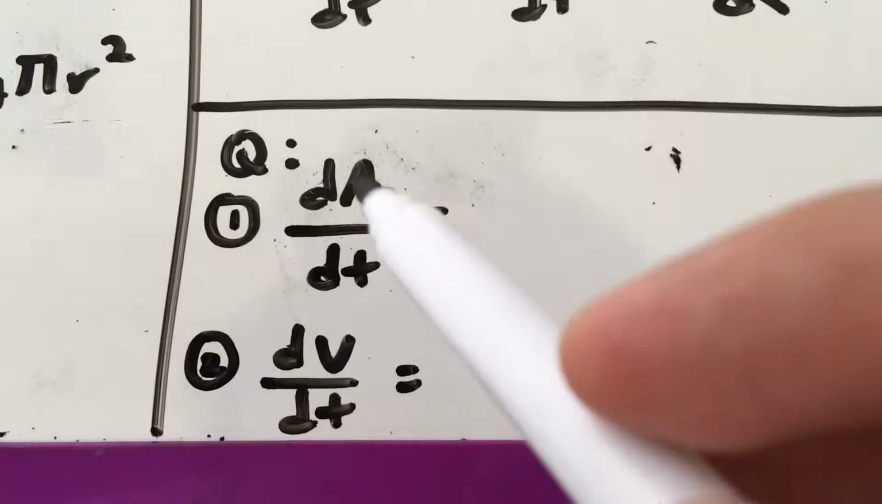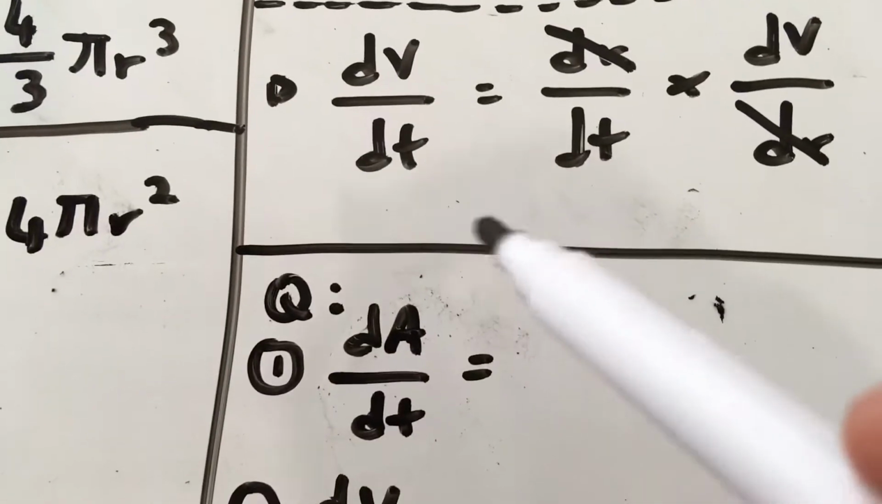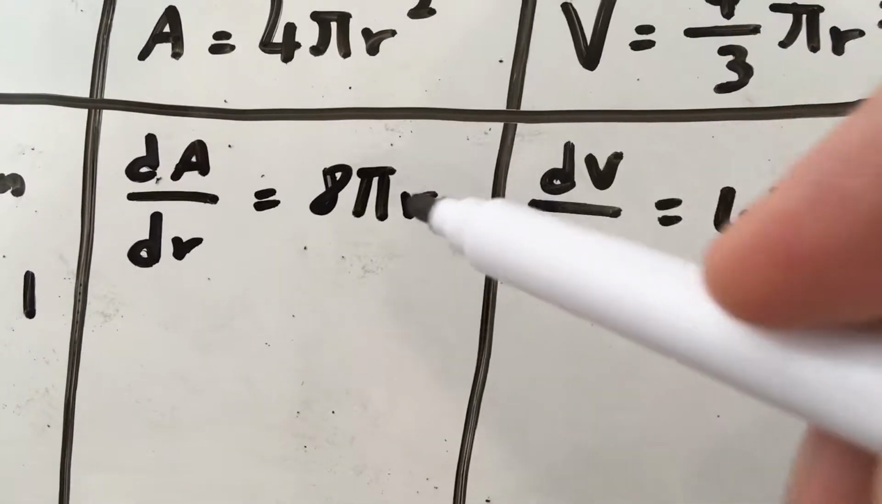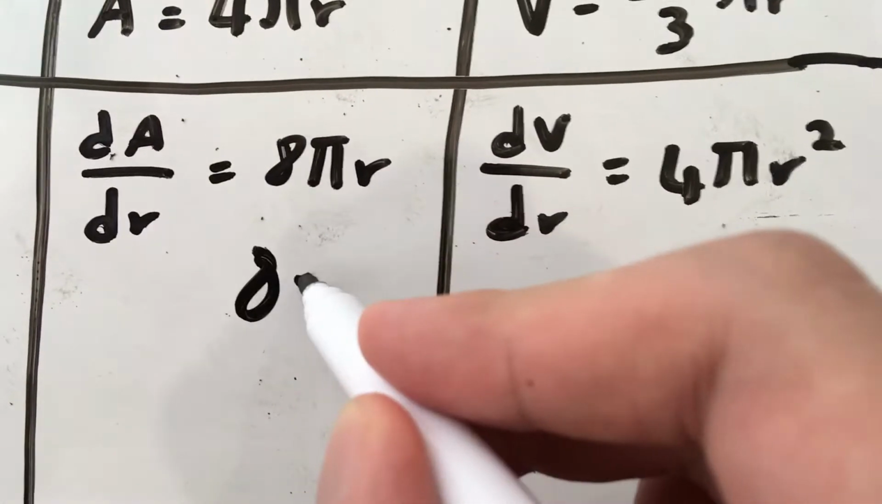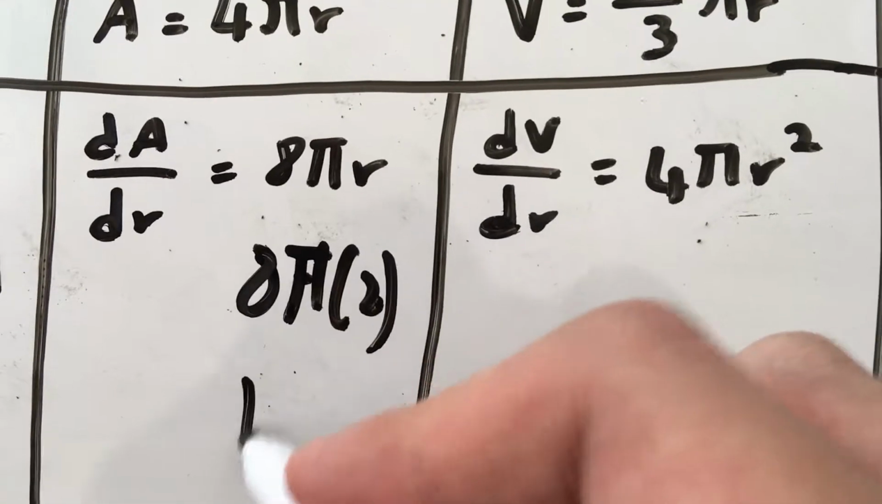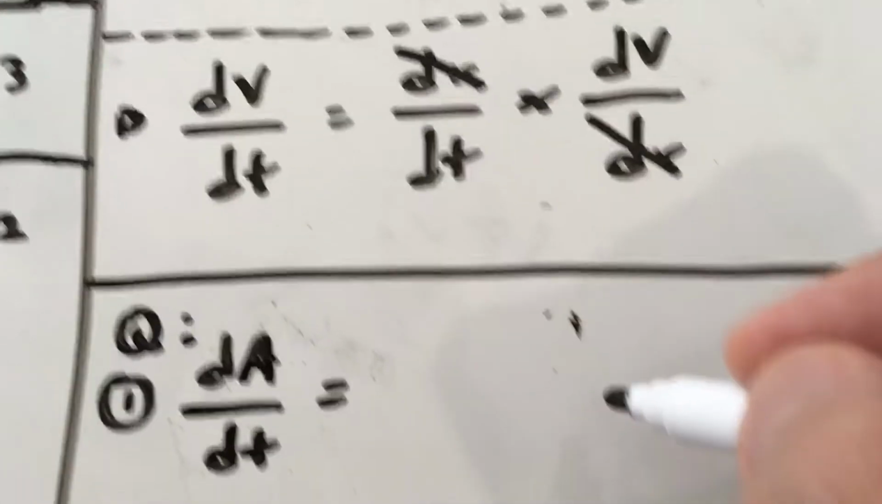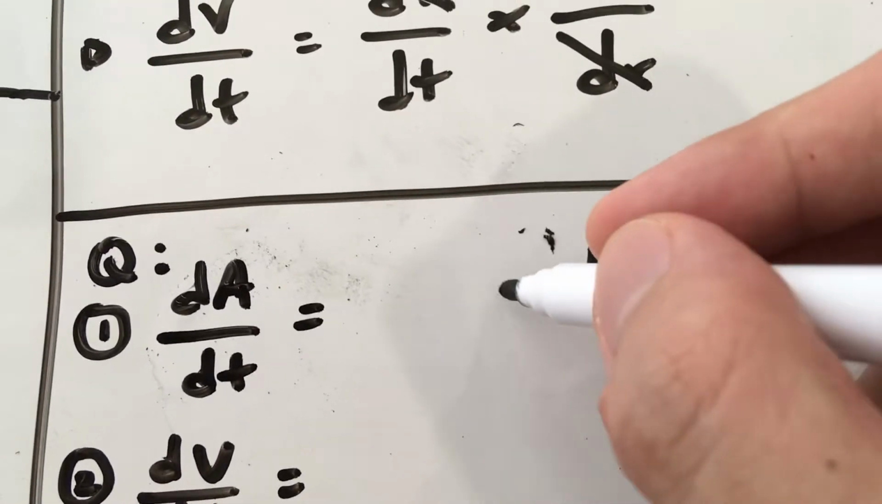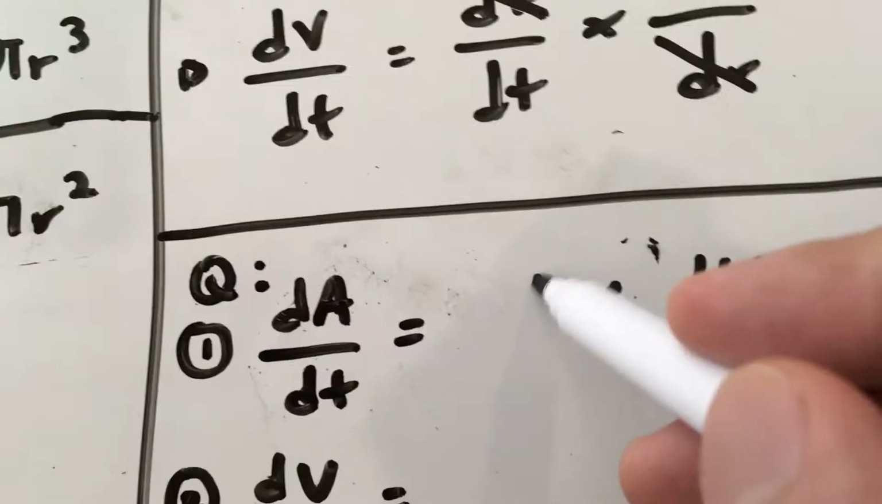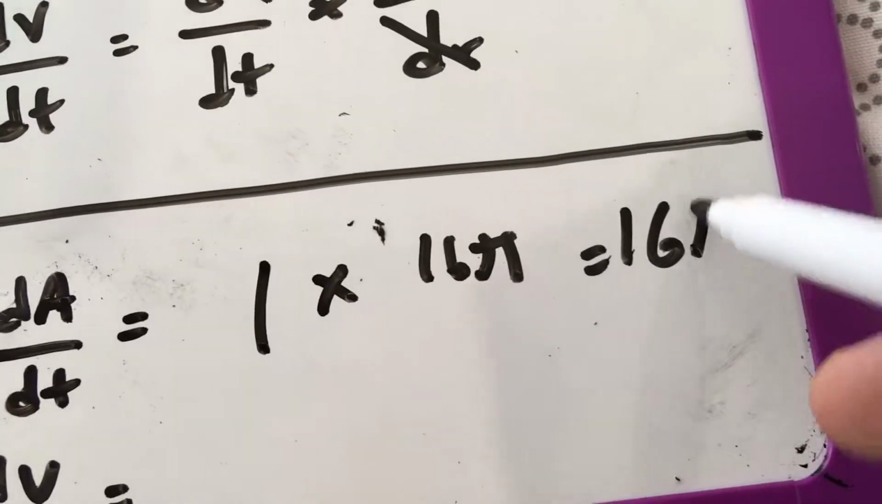Now, the question is, what is dA/dt based on the situation, right? So let's say when r equals 2, for dA/dr I would sub in r equals 2, so 8 pi times 2, which is 16 pi. Right, so this is my dA/dr. So I know that dA/dr is 16 pi, and I know that dr/dt was given as 1. Therefore, my answer is 16 pi.